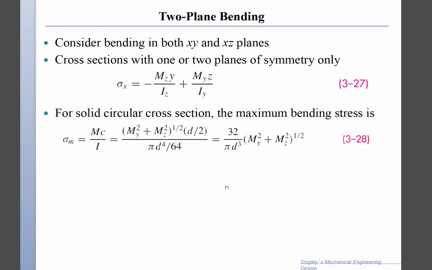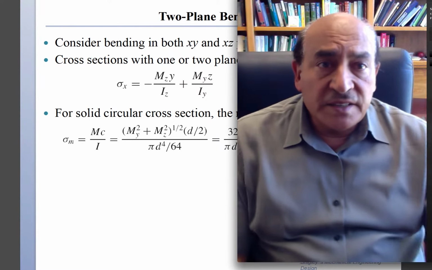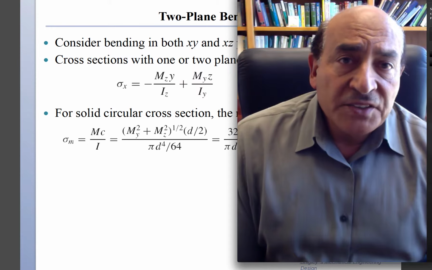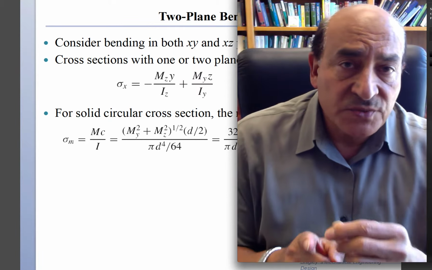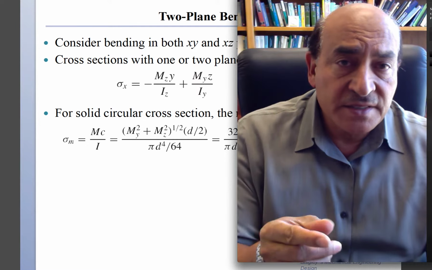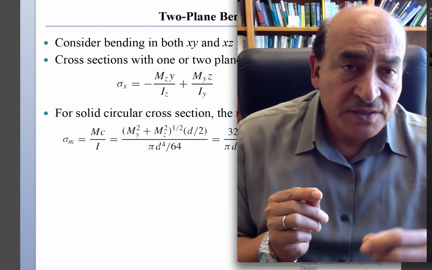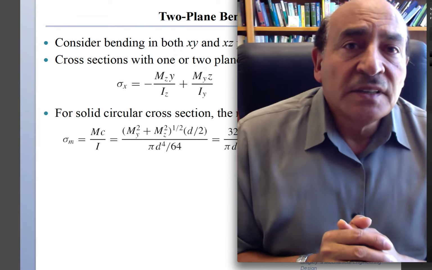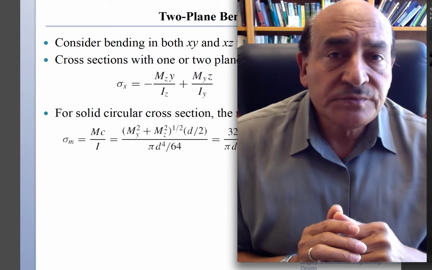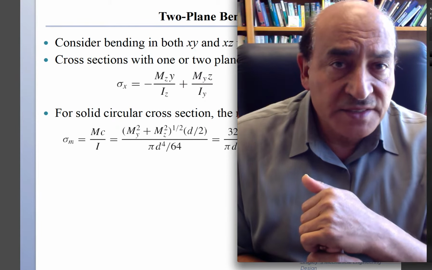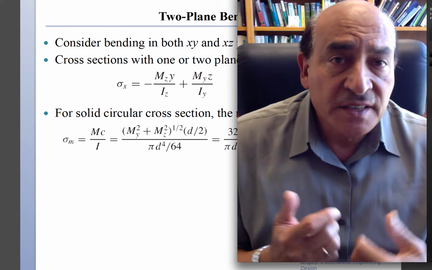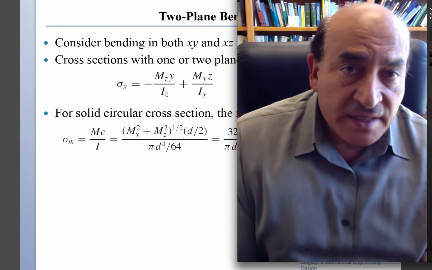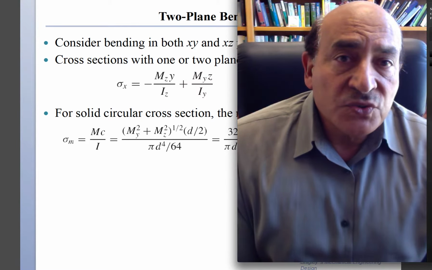Now we're going to look at another example, in which we look at the action of two bending moments about two axes. We know that we have an x-axis, a y-axis, and a z-axis: x, then y, and then z down. We apply a moment about the y-axis and a moment about the z-axis and find the result by summation of the stresses along the x direction as a result of these two components.